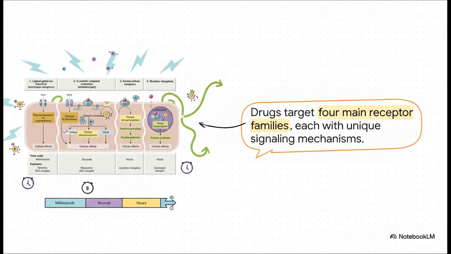Check out the timeline at the bottom. The ligand-gated ion channels, they respond in milliseconds. Boom. G-protein-coupled receptors take a few seconds. But the kinase-linked and nuclear receptors, they're the slow burners, taking hours to work because their job often involves going deep into the cell and actually changing gene expression.